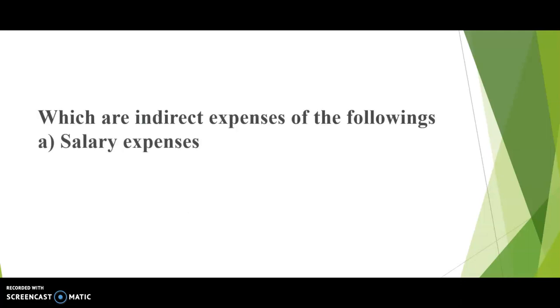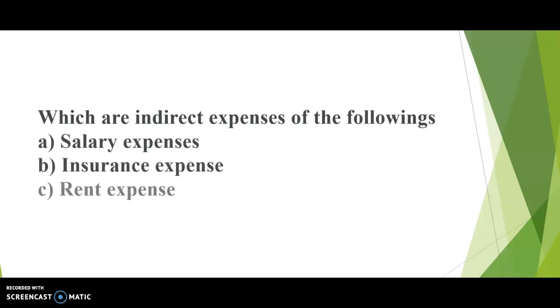Which are indirect expenses of the following? Salary expenses, insurance expenses, rent expenses, and all of these. All the headings are considered as indirect expenses. Salary, insurance, and rent are considered as indirect expenses. So the correct answer is option D, that is, all of these are considered as indirect expenses here.